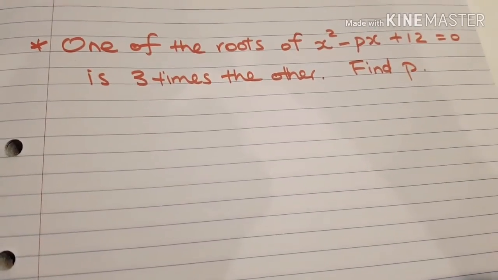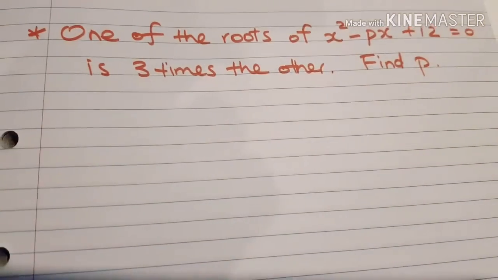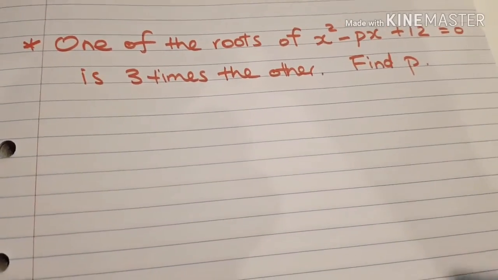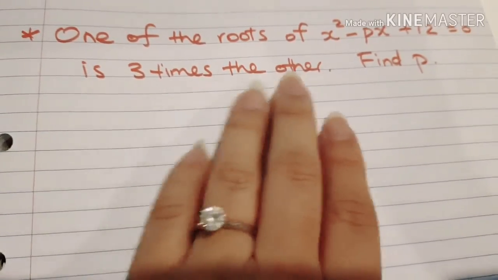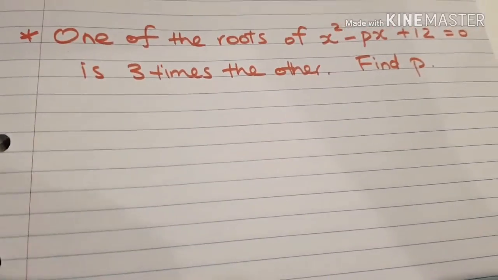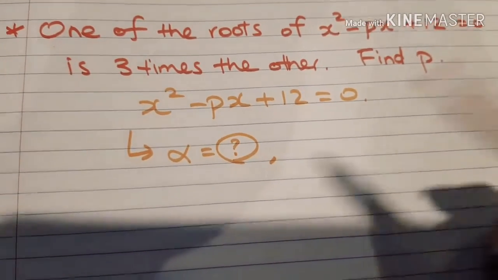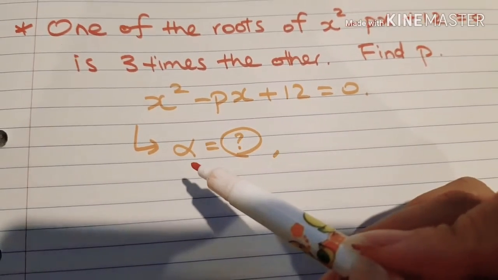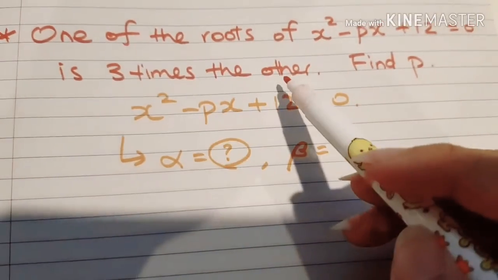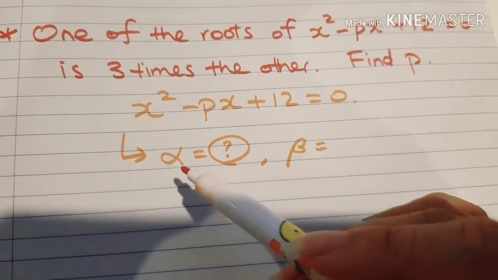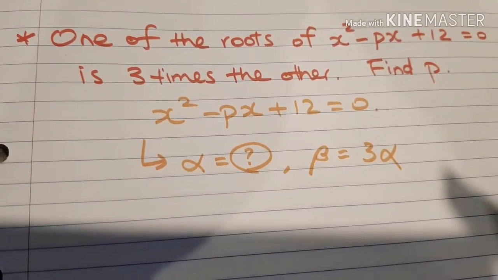But in this question, it's not giving a value of the root. Instead, it's giving us a hint. For example, one of the roots is 3 times the other. So therefore, we do not know what the roots are, but say the first root is alpha, then beta, the other root, should be 3 times the other. So 3 alpha, right? Like this, I can rewrite it.